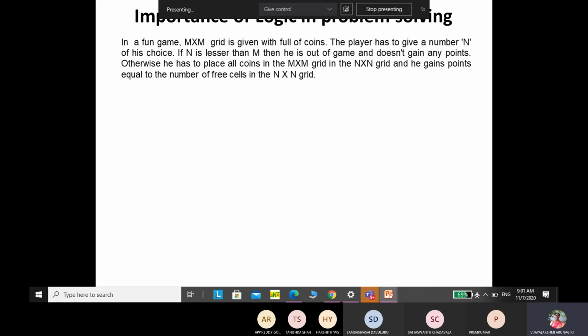And read this problem. In a fun game, an MxM grid is given full of coins. The player has to give a number n of his choice. If n is lesser than m, then he is out of the game and doesn't get any points. Otherwise, he has to place all coins in the MxM grid into the NxN grid, and he gains points equal to the number of free cells in the NxN grid.